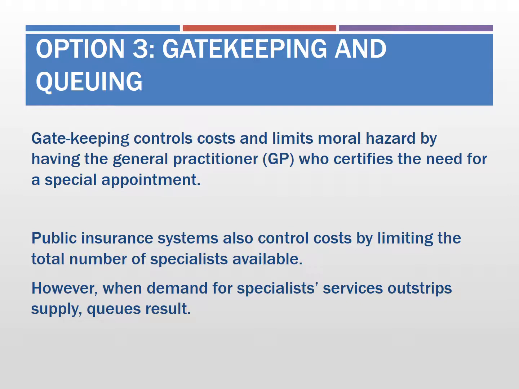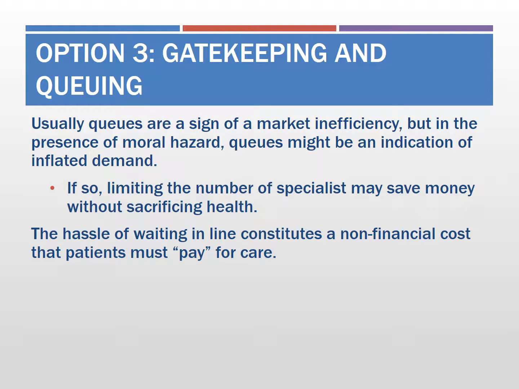This actually helps to lower the use of very expensive special treatments in the markets, such as MRI imaging or other types of special treatments that require special skills. However, when the demand for specialists outstrips the supply, waiting becomes a problem, so queues result in the hospitals. Usually when people are waiting in queues, that means the market is insufficiently providing the service to satisfy the demand. However, in the presence of moral hazard, waiting might be an indication of inflated demand.